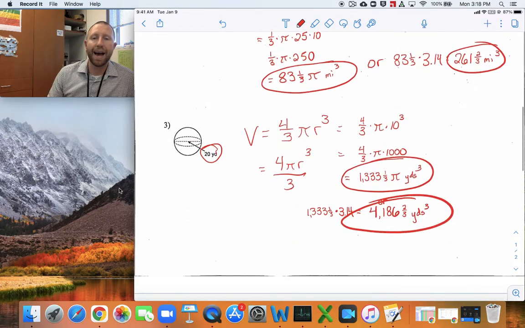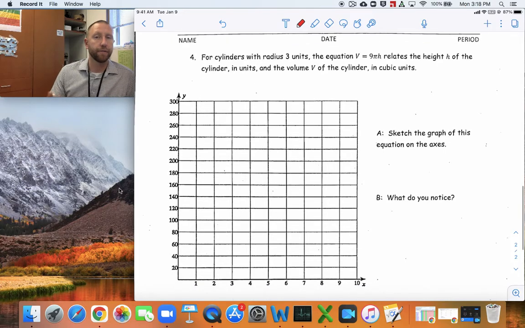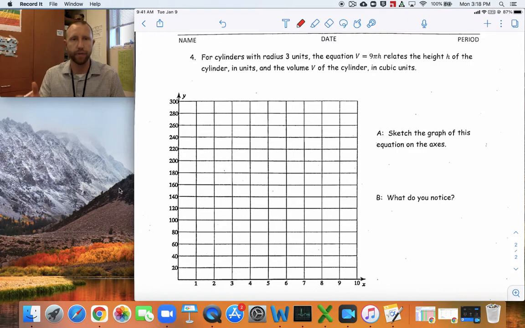Now when you flip over to the back, it's kind of combining what we learned in the first half of Unit 5 with what we learned in the second half of Unit 5. So the first half of Unit 5 was all about functions. Were they linear? Were they nonlinear? Were they increasing? Were they decreasing? Right? Was it even a function? Did it pass the vertical line test? Remember all that from the first half of Unit 5. The second half of Unit 5 was all about volume.